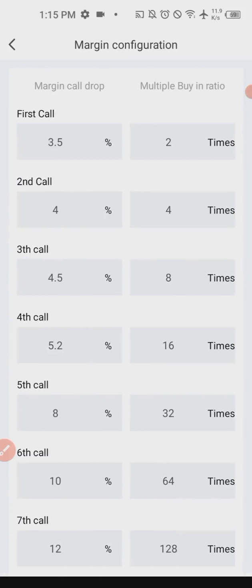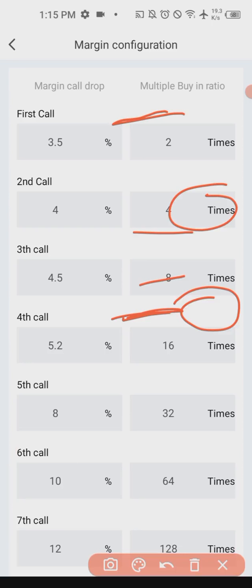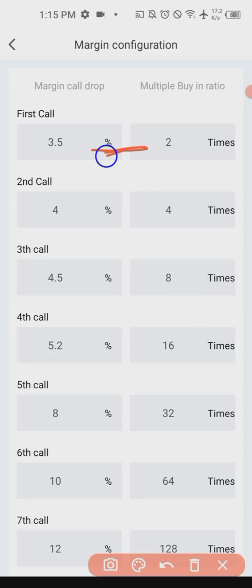So the first call price, this is default. I will change it to whatever I want. So this first call price is this. But if the market falls below 3.5%, what happens? I want you to buy what? Two times my initial value. My initial value is $10, my initial entry price. So two times that will be $20.